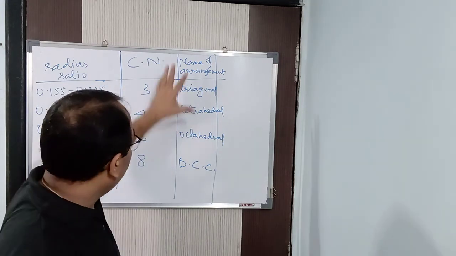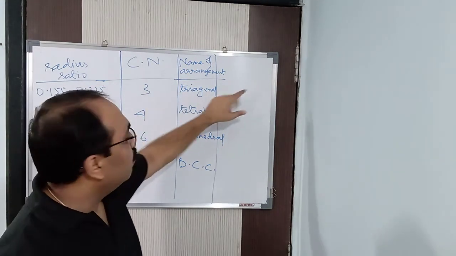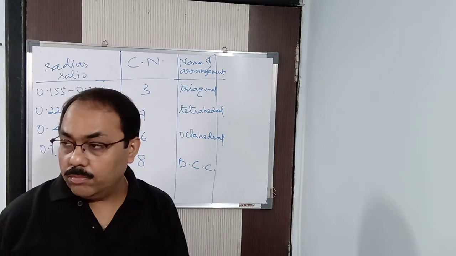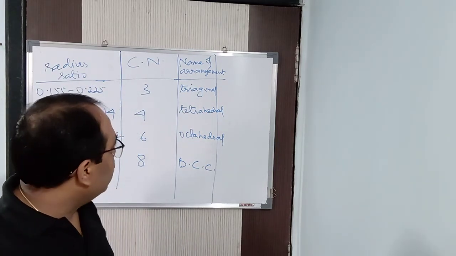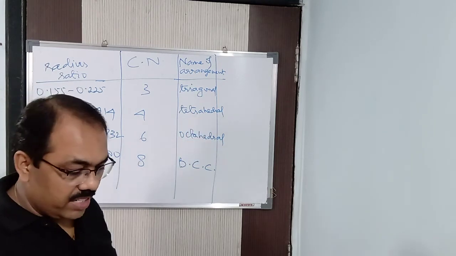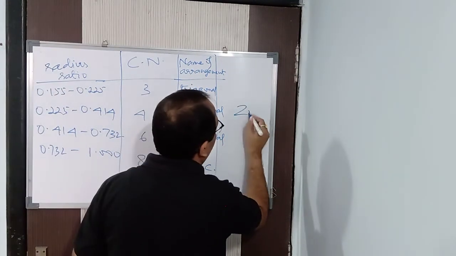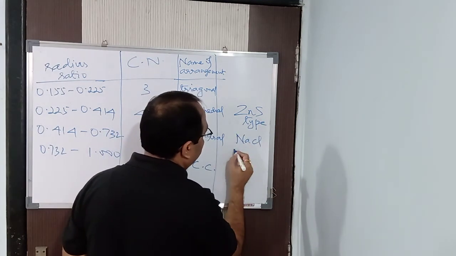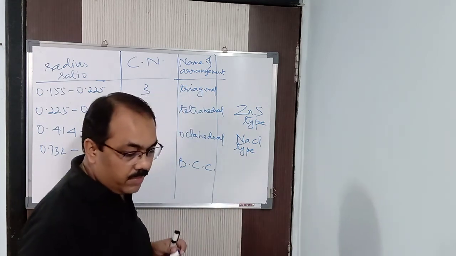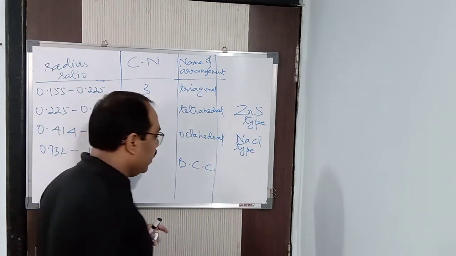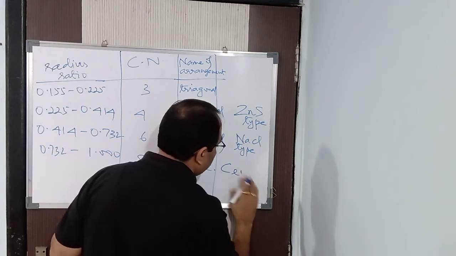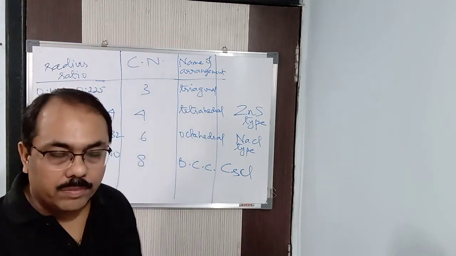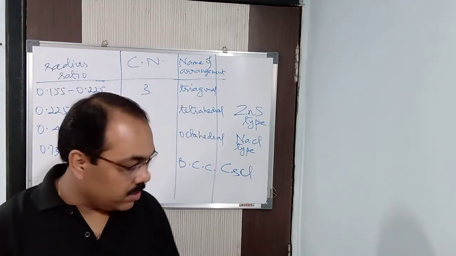Understood, the geometry is this, the coordination number is this, the radius ratio is this. For trigonal, it can be anything; we don't have anything specific. One example I can give you is B2O3, boron oxide. Similarly, tetrahedral is ZnS type. Octahedral means NaCl type. And if it is BCC, it is cesium chloride, CsCl. That is cesium chloride type.